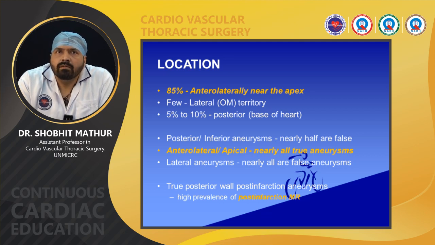Of the posterior or inferior aneurysms, half are false aneurysms, but the apical aneurysms mostly or nearly all are true aneurysms. If an aneurysm sets up in the posterior wall, then definitely there is some damage to the commissural tissue of the mitral valve. So there is a high prevalence of post-infarction MR, or mitral regurgitation.